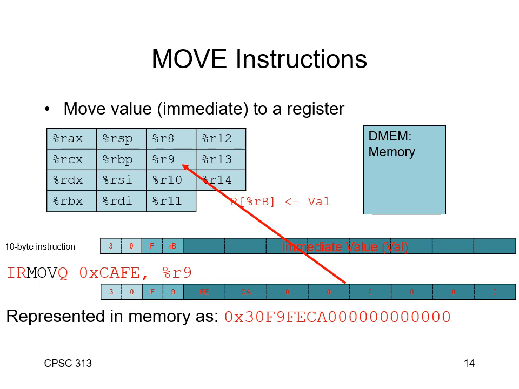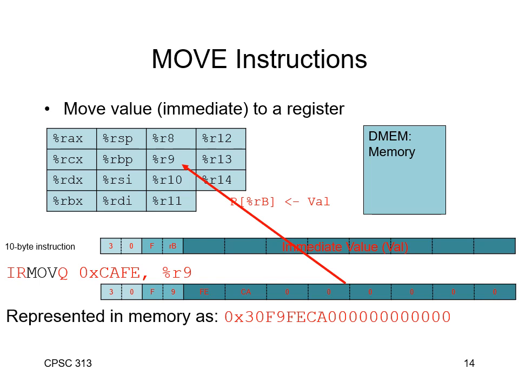moving a quad word. So in addition to the opcode, this time it's a 3, and the registers, this time we have a destination register, RB, but we don't have a source register, so we use F, which is our unused register. We're also going to need the immediate value, which is the value we want to put in the register. And this is going to be an 8-byte quad word value. So in this case, we're taking the constant cafe and moving it into R9.